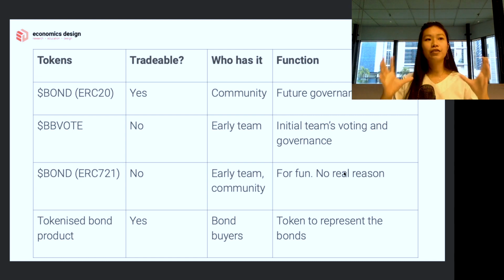So this is a very general overview of the tokens available, how they are used, and their functions. Every token exists for a specific reason. The first token is for the general governance of the entire system. The second token is the initial governance, and it would be gone after a while. The third one is just for fun, to try, because this 721 token might be very important in the future when we're talking about the fourth product, which is the tokenized bond product.